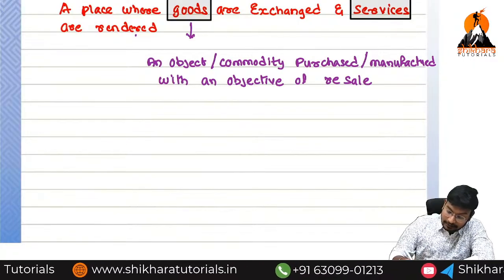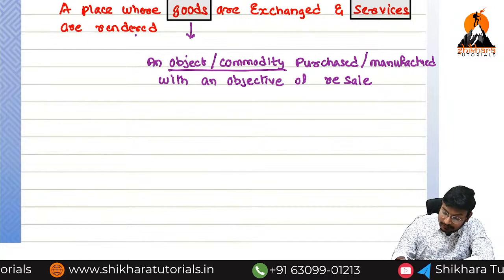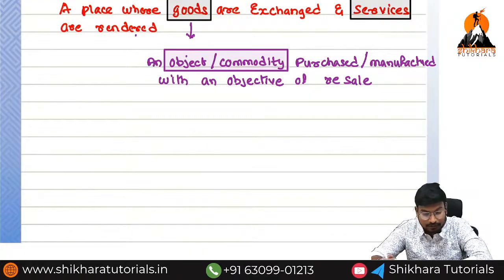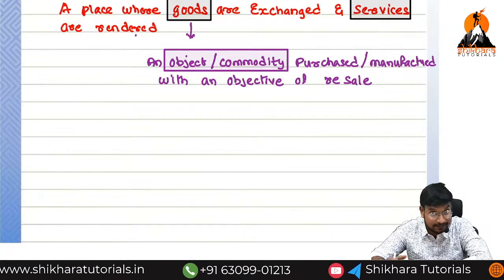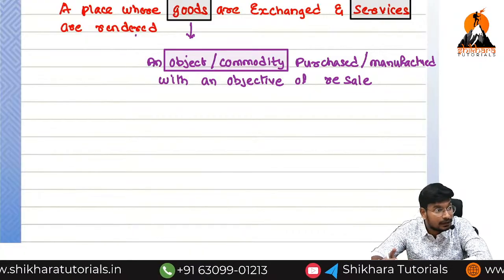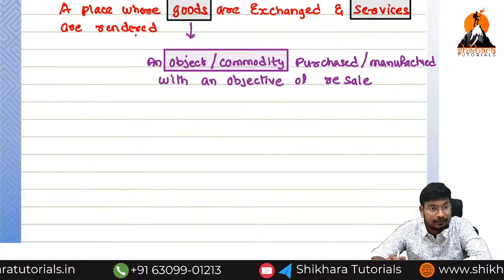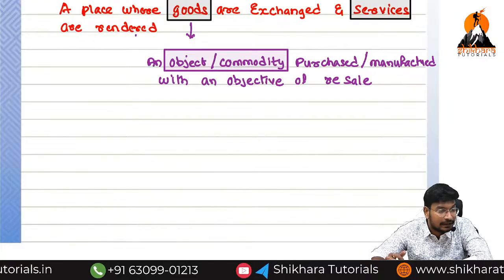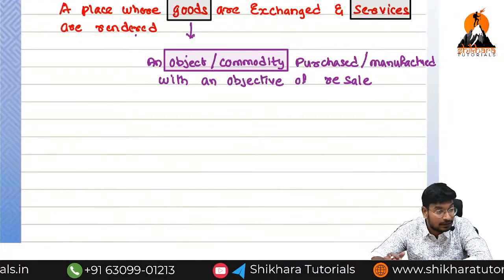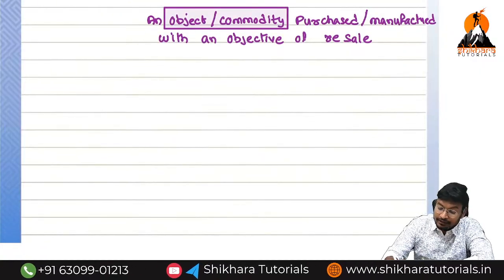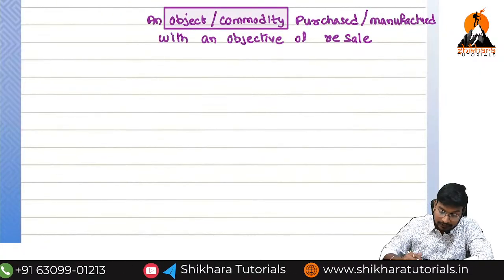So here the object or commodity is nothing but, take the example of electrical items. Recently I took an example where we are purchasing cameras and reselling the cameras. At that point of time the camera is called an asset or a good? A good. Next I am taking certain examples, and you need to decide whether it is a good or not.